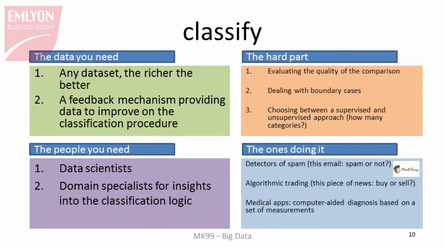This is at the basis of many applications such as spam detection, algorithmic trading, or medical applications. If you have a new patient coming in, and based on your past data of past patients and their symptoms, can you quickly and accurately decide what this new patient's pathology is based on the symptoms? So this classification act is the value that is extracted from the data.